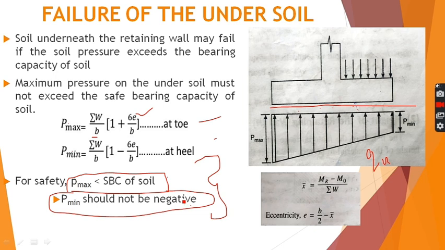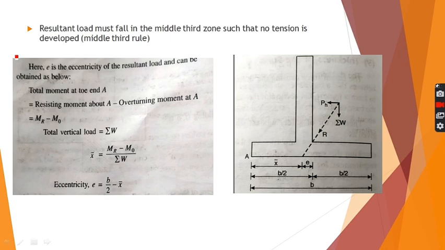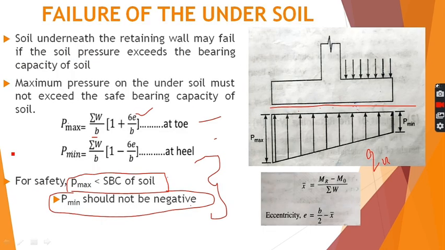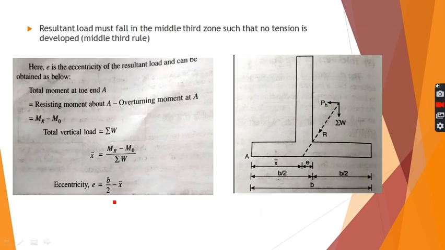If both these checks are satisfied, then your retaining wall will not fail, and there will be no failure of the undersoil. Alternatively, you can apply another check, either this one or the next one which I am explaining. The next check is that the resultant load must fall in the middle third zone, or in other words, the value of E, which we have calculated here as B by 2 minus X bar, the location of E must be in the middle third portion of the base slab of the retaining wall, like this.